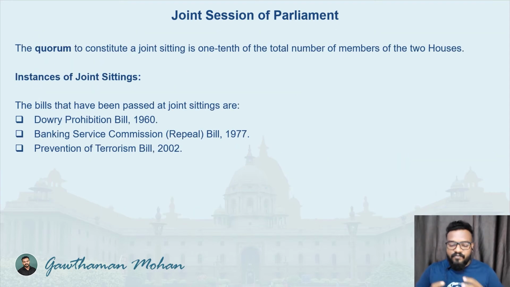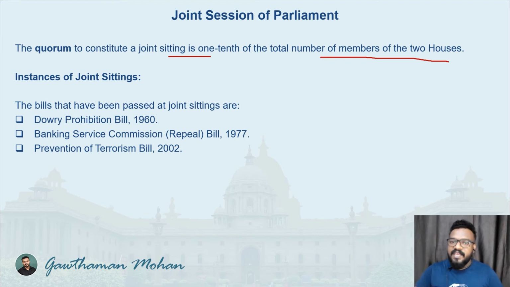Now, when we call for a joint sitting, what is the minimum number of members that should be present in that particular joint sitting? That is known as the quorum. The quorum to constitute a joint sitting is 1/10 of the total number of members of the two houses. When you add the members of the Lok Sabha and the Rajya Sabha, 1/10 of that will constitute the quorum for the session.